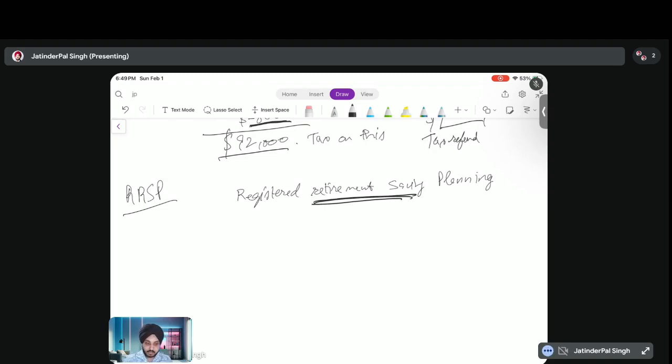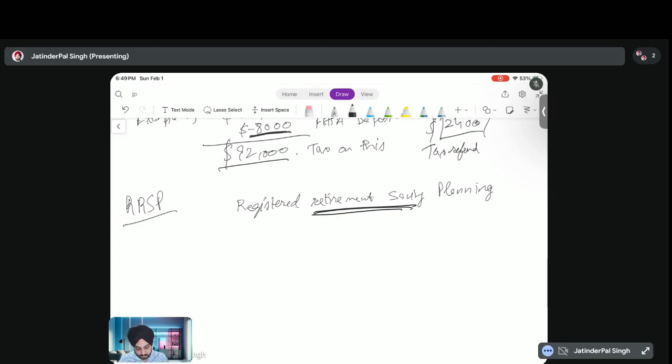There is so much confusion about this account. People think that, oh, this account is very bad, I don't want to use it. This account is not for everyone. I want to clear that. This account is only for people who are in a high income tax bracket.